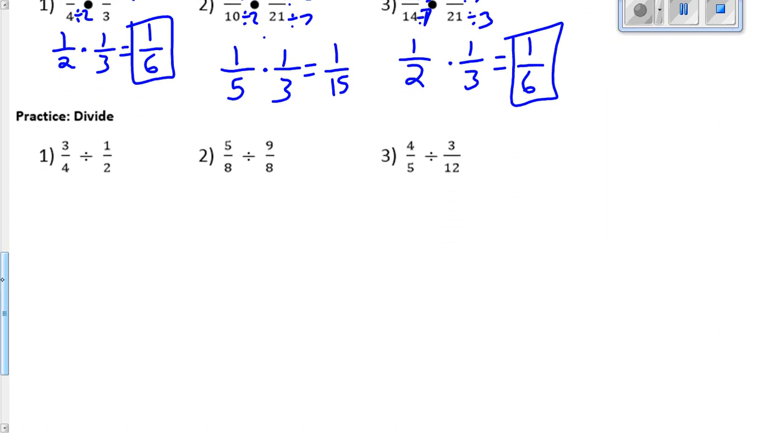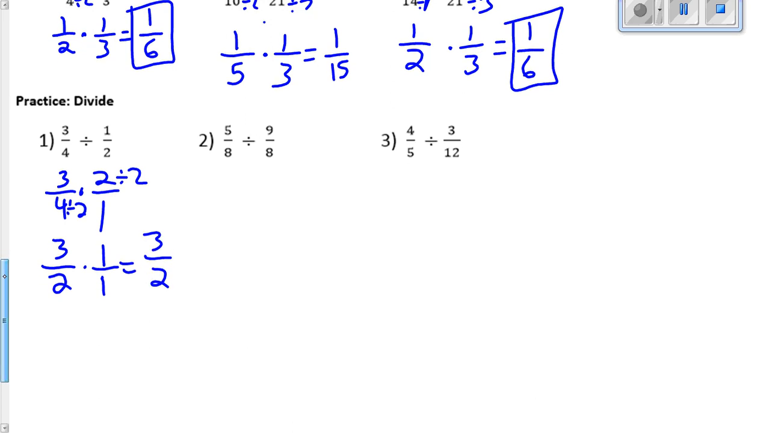Division. We have 3/4 divided by 1/2, or keep, change, flip: 3/4 times 2 over 1, when we multiply by the reciprocal. Here, I know that 2 goes into 2 as well as it going into 4. So my problem will become 3 over 2 times 1 over 1, which is just 3 over 2.